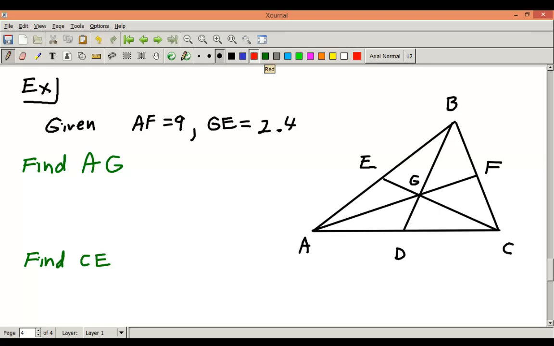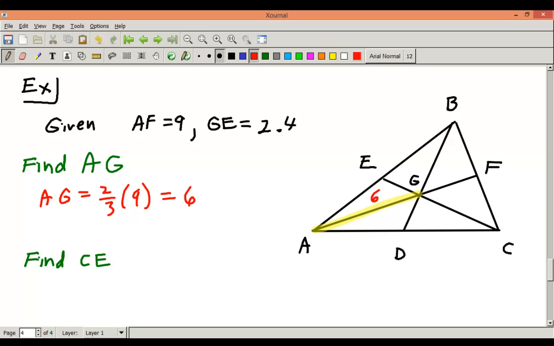They want to find AG. If you look at our picture, AG is right here. So that's 2/3 of AF. All we have to do to find AG is just understand the centroid theorem. So AG is equal to 2/3 of AF, which we know is 9. So 2/3 of 9 is 6. So we know that that piece right there is 6. Okay, no problem.